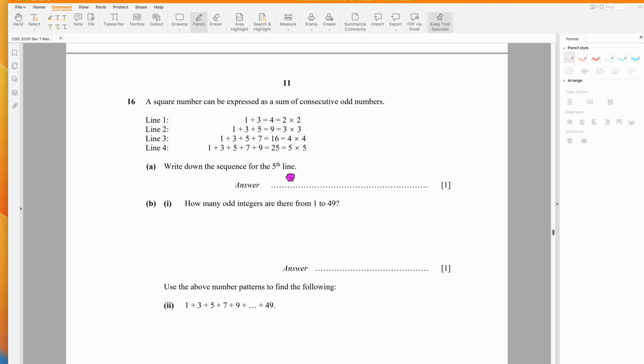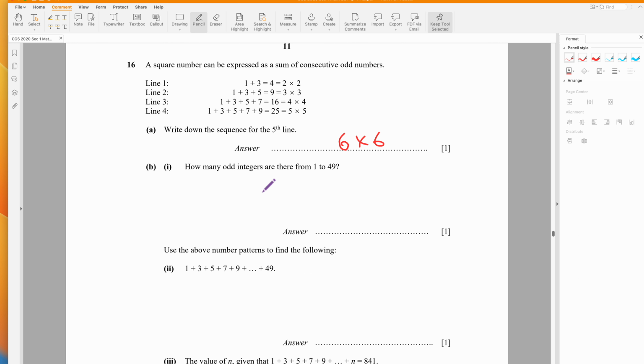Okay, number pattern. I feel so smart after I got this answer. 16? Yes. Okay, good. So write down the sequence for the fifth. What's the pattern? Oh, square, right? N square. Yeah, but it's (n plus 1) in a bracket, squared. You must have a bracket. So 6 times 6, right? So how many odd integers are there from 1 to 49? I have 25.